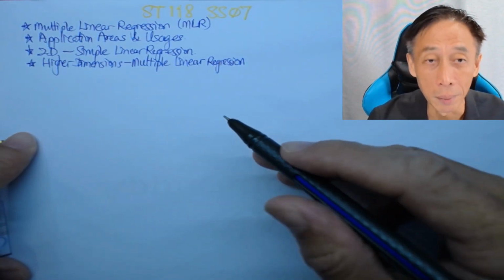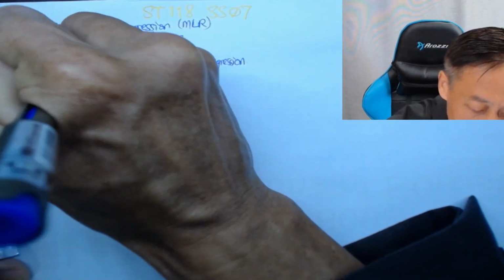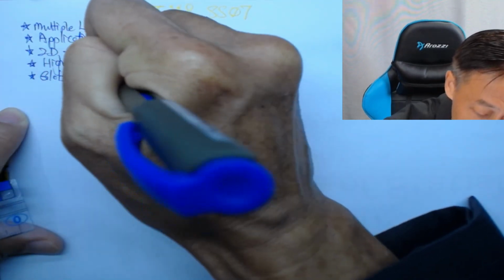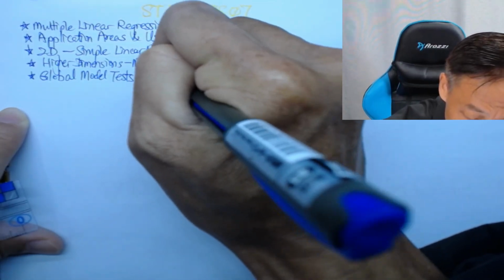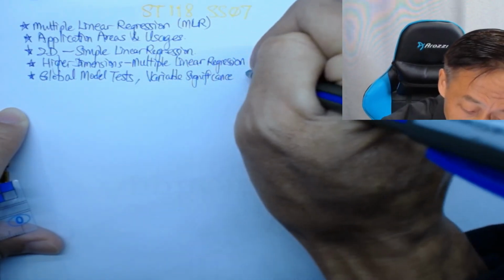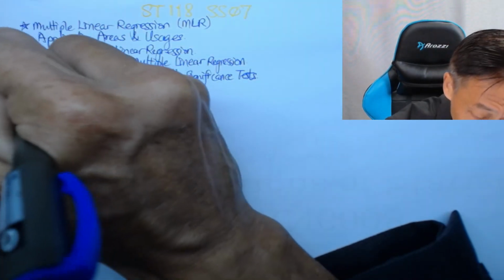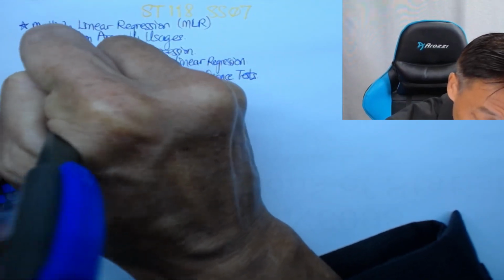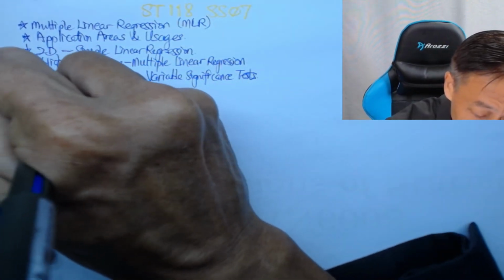And I better talk a little bit about the word linear. Does it sound limiting, right? So we need to also do global model tests and variable significance tests. What are these? What do we use them for? Then we need to do a little bit of discussion of the assumptions. And then we look at a sample output.